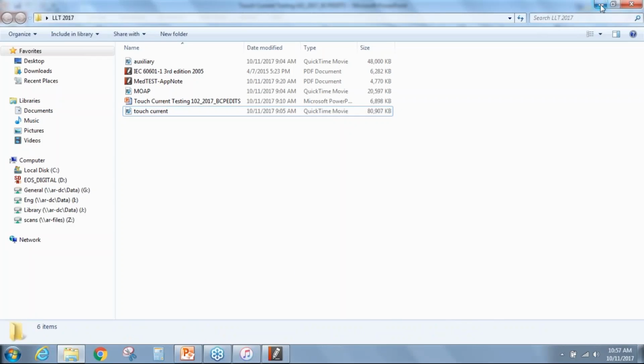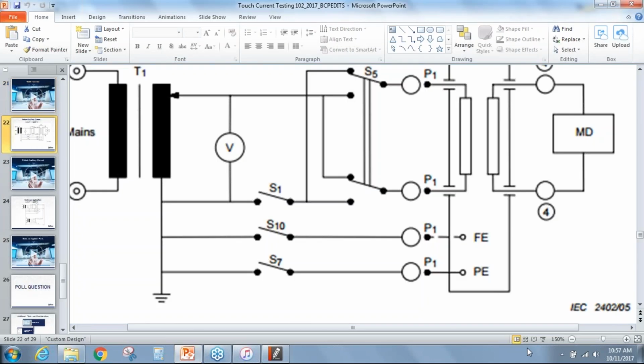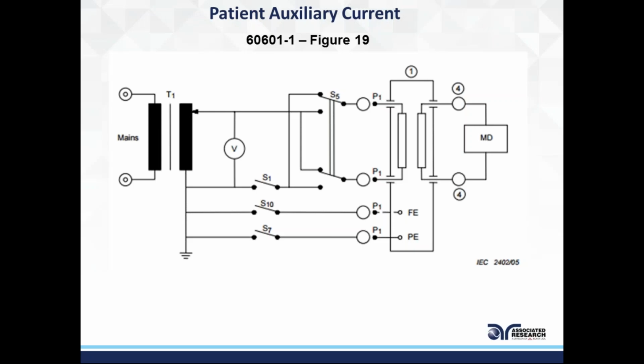And I know we're kind of running short on time, but let me just go through some of these additional slides. We may go over about 5 minutes. So this is where we talked about patient auxiliary, right? So you have two applied parts doing two different functionalities. Take a look at where the MD falls in. Sorry, the MD is right between applied part 1 and applied part 2.